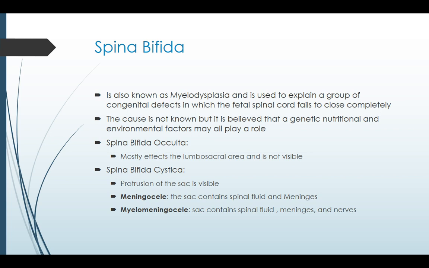Spina bifida is also known as myelodysplasia and is used to explain a group of congenital defects in which the fetal spinal cord fails to close completely. It's not the cord, it's more the spine around it that is not closing. The cause is not known, but it is believed that genetic, nutritional, and environmental factors may play a role. Spina bifida occulta mostly affects the lumbosacral area and is not visible.